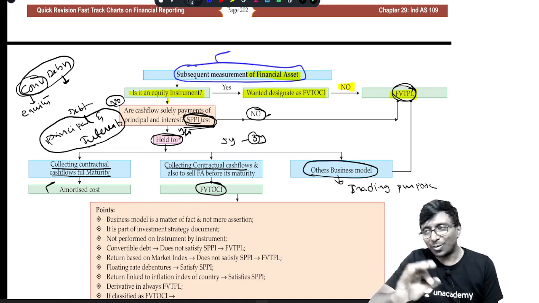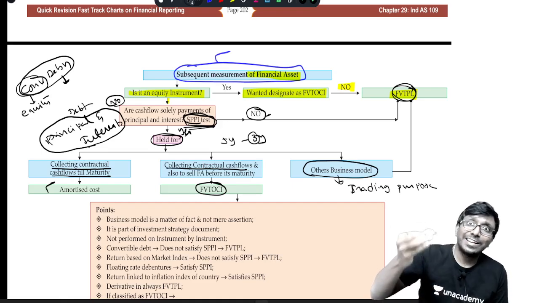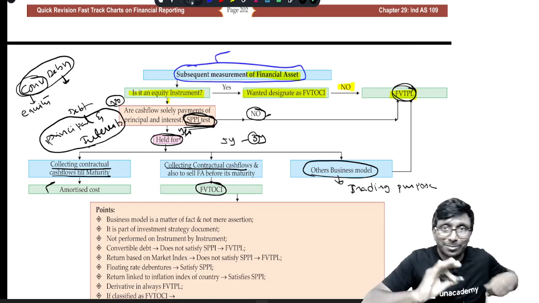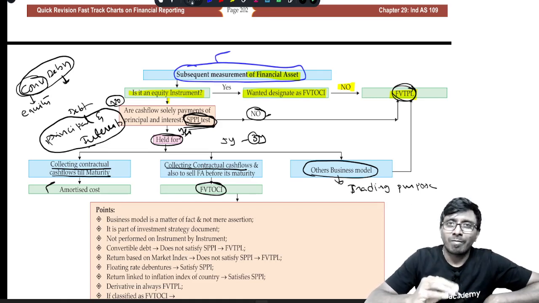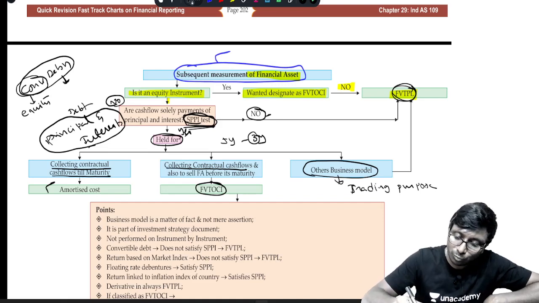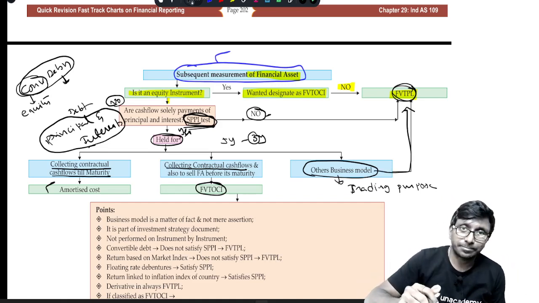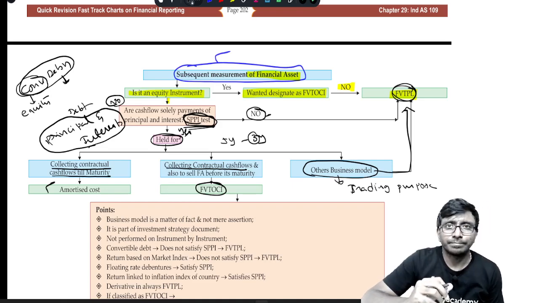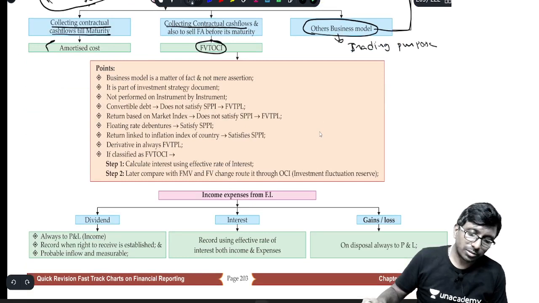It's not that I have a plan, that I need money after 5 years, that's why I'm saving here. No such kind of thing. My plan is only making profit. Then it is trading purpose, so please classify it as FVTPL. Small diagram, everything is explained.